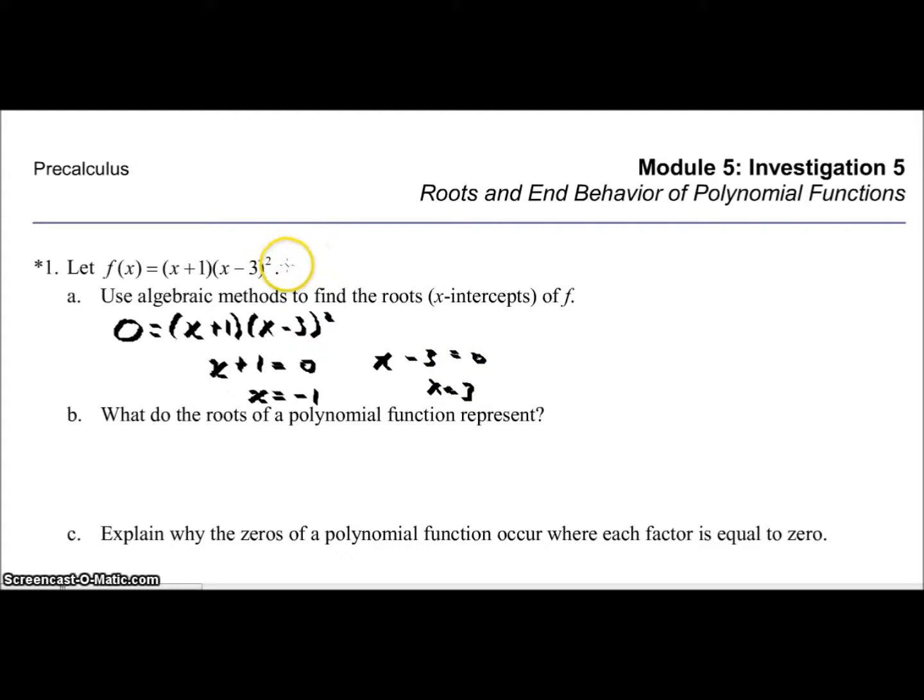You might want to note that this is x plus 1 times x minus 3 times x minus 3. We don't have to set the same factor equal to 0 twice. We'll just get a repeated root. That means the root has a multiplicity of 2.